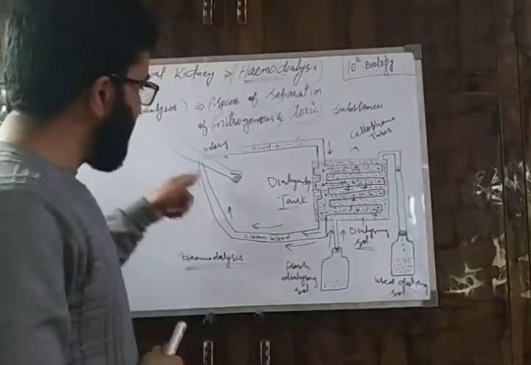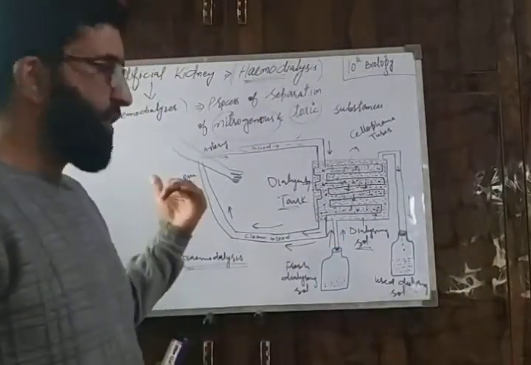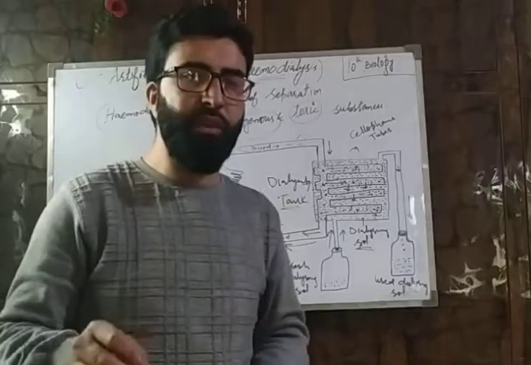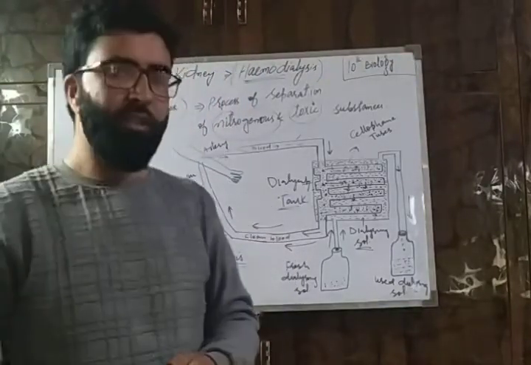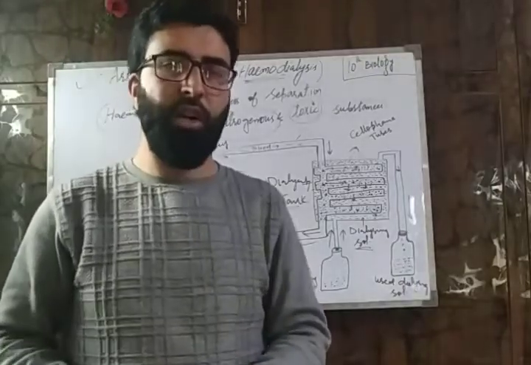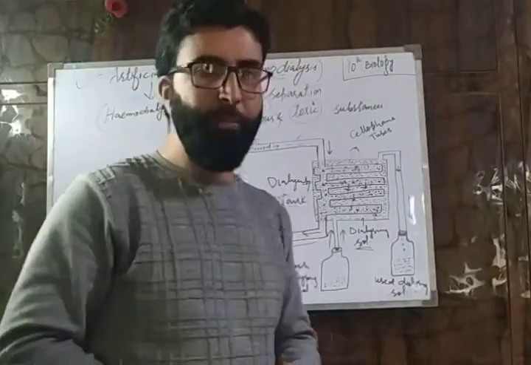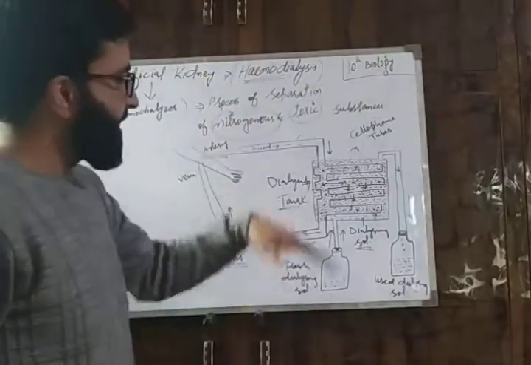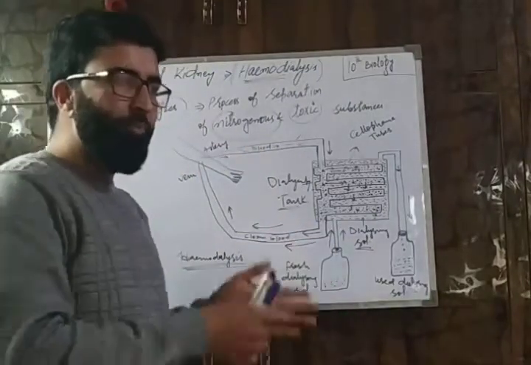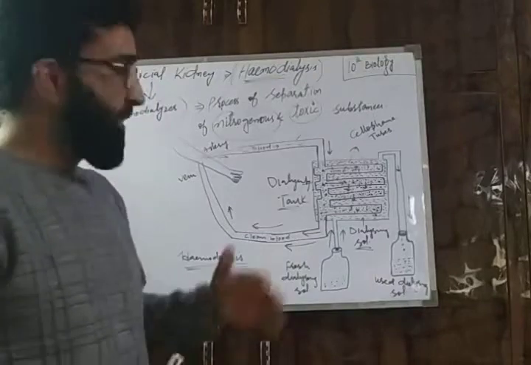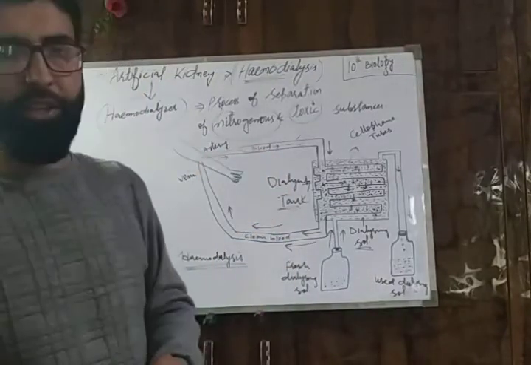When blood is pumped back into the patient's body, it is mixed with antiheparin, and its temperature is increased, or the blood is warmed to normal body temperature. And in this way, blood gets filtered, or purified, or we can say these substances get removed by the artificial kidney. Okay.